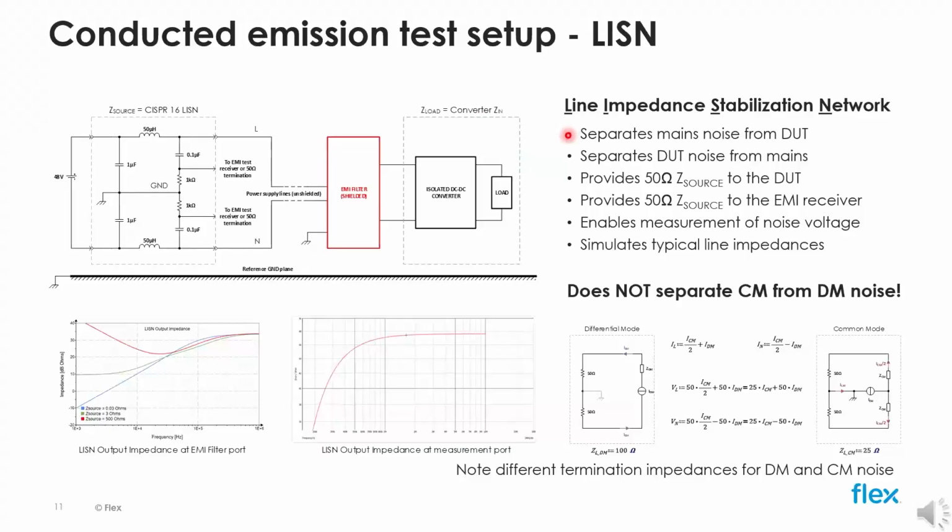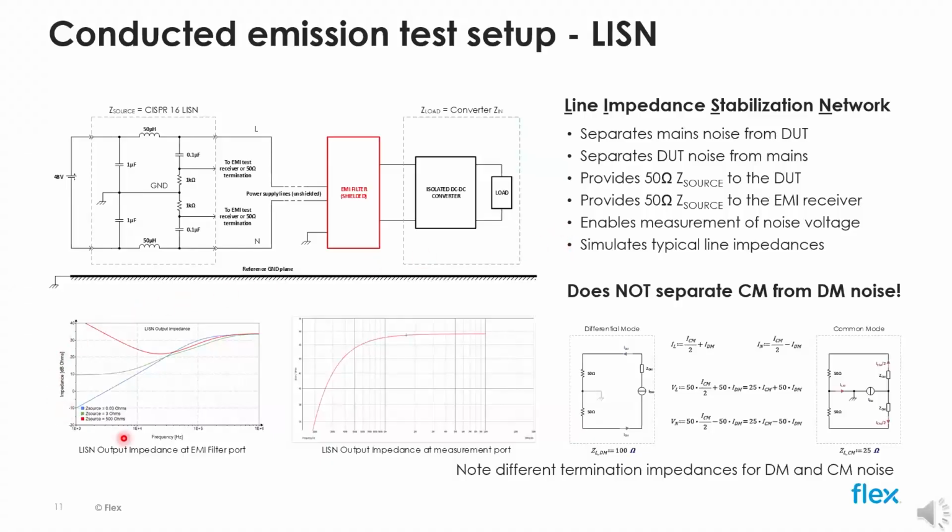It separates the mains noise from the device under test. It separates the device under test noise from the mains. It provides 50 ohm source impedance to the device under test and 50 ohm termination to the EMI receiver. It enables measurements of noise voltages and simulates the typical line impedance.